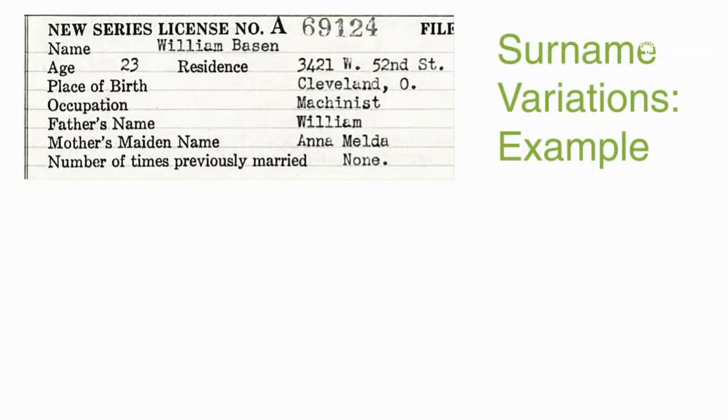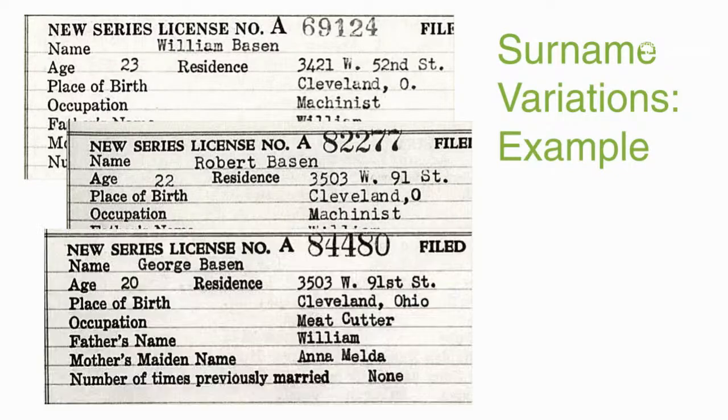So here's an example of a surname variation. I've got 3 marriage records. We've got William Basin, Robert Basin, and George Basin. And you'll notice all 3 of them, I kind of covered it up already, all have the same parents' names, which are William Basin and Anna Melda. Now, these 3 married about 1940, 41, 42 in Cleveland, Ohio.